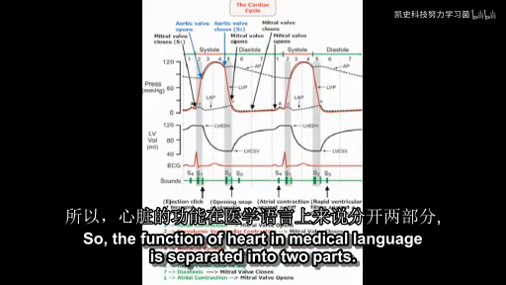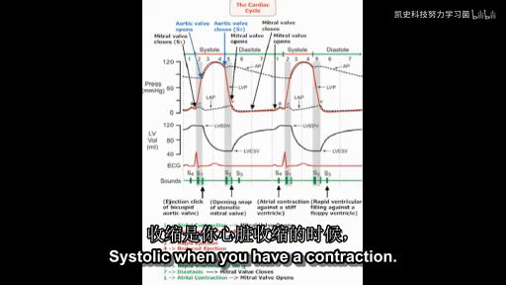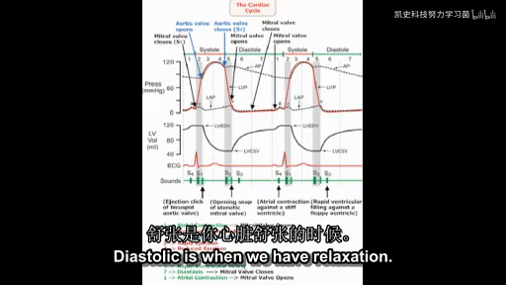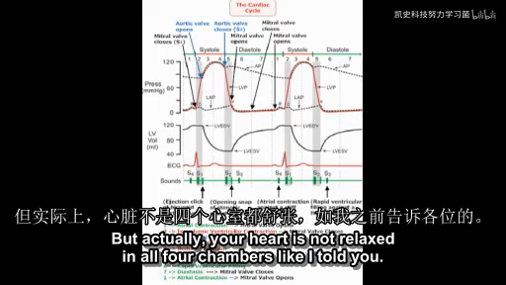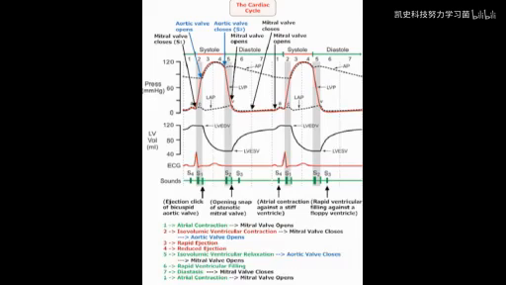So the function of the heart in medical language is separated into two parts: systolic and diastolic. Systolic is when you have contraction, diastolic is when we have relaxation. But actually your heart's 4 chambers are not relaxed in one go, like I told you. They relax one by one because of function.